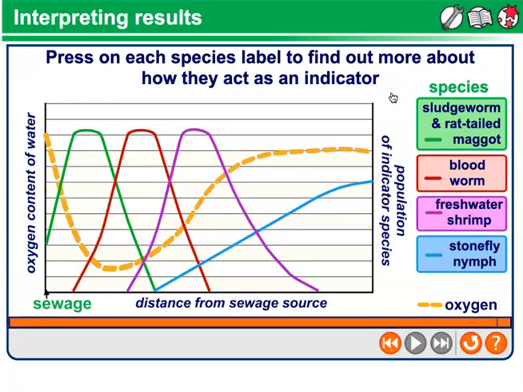So if we're going back to our graph, we are noticing that there are specific species that arise or indicate the overall water quality in a specific area, whereas other species will only thrive when there is low pollution and high oxygen.